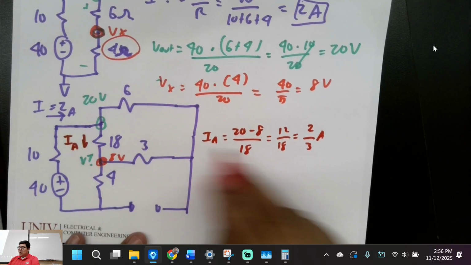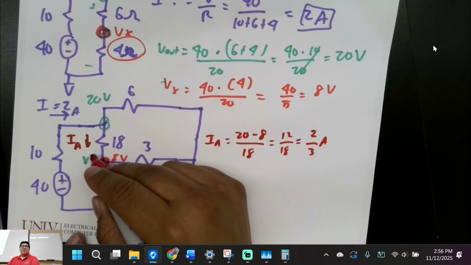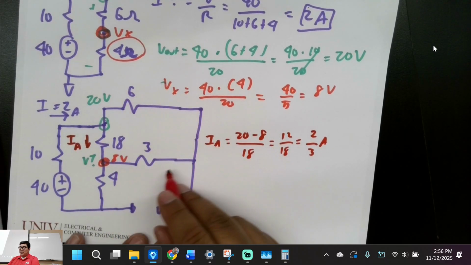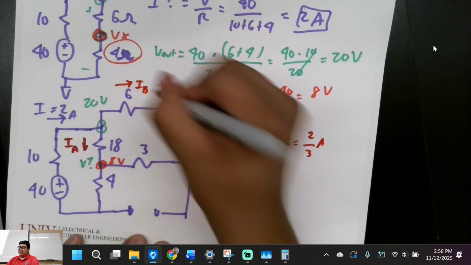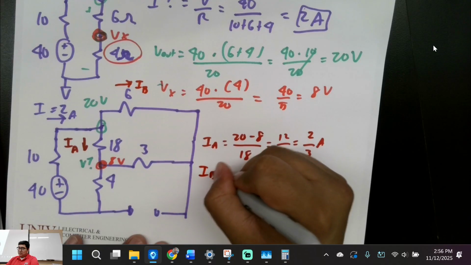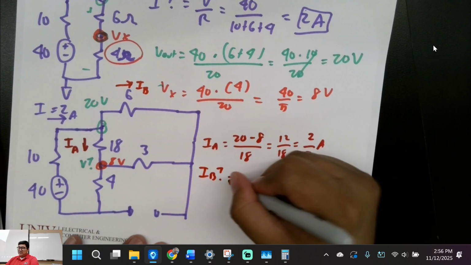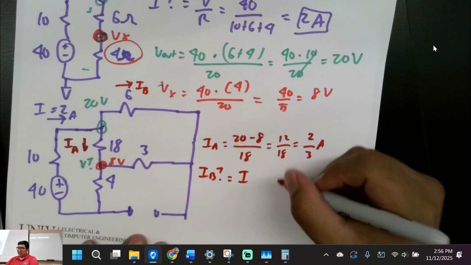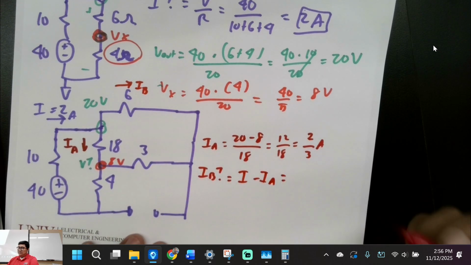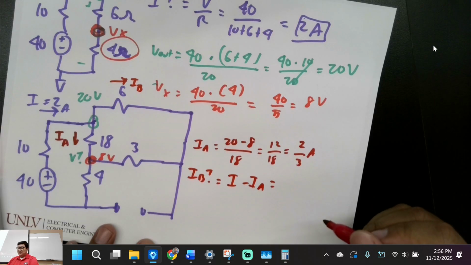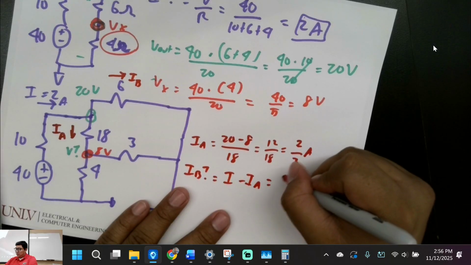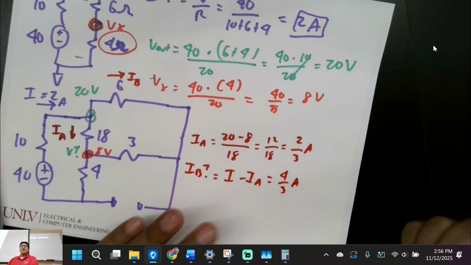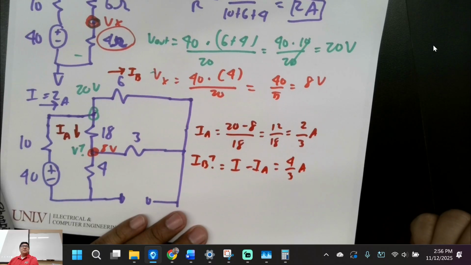And then 2/3 of the amps go this way, right? So what about this path right here? How many amps are going through here? If I were to call this one IB, it's going to be the I total minus IA. What's our total? So let's just see. That's 1 plus 4 over 3. Is that making sense? Cool.